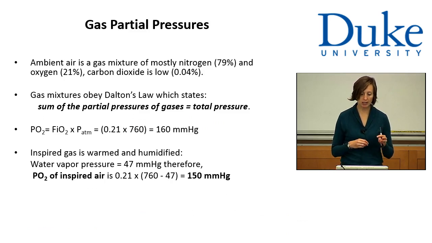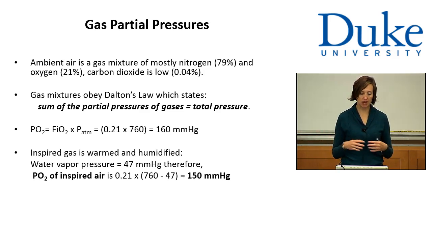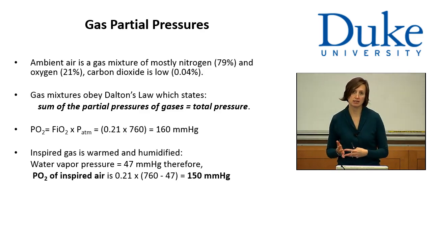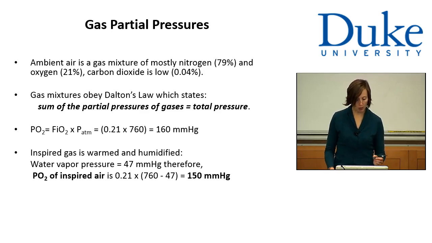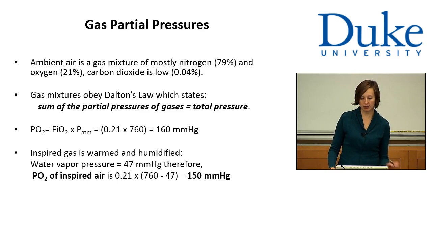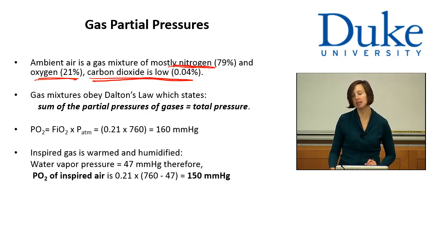So now that we know the volume of the air that is getting into the respiratory portion of the lungs, what does that mean for the actual pressure of the different gases that are in there? So that's what we're going to start considering, where we know that most of the air that we breathe is going to be nitrogen and only 21% oxygen, and that in the air we breathe, carbon dioxide is very low.